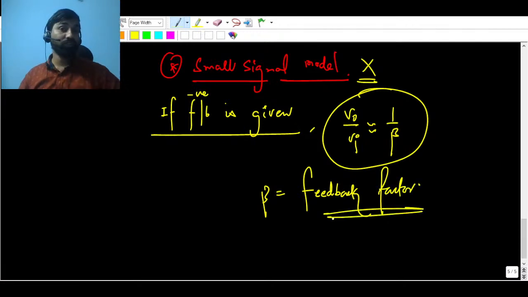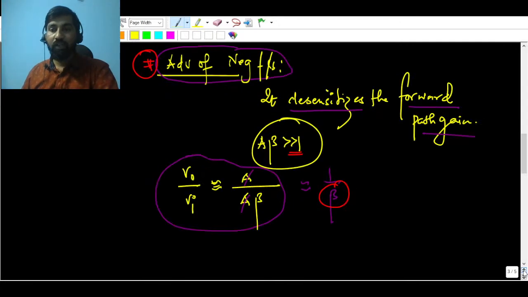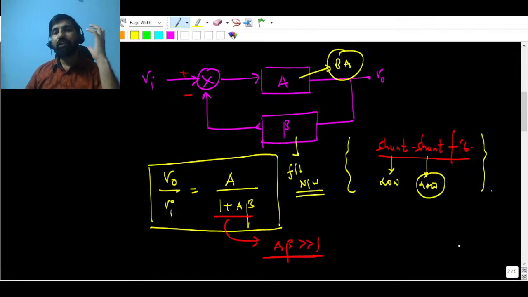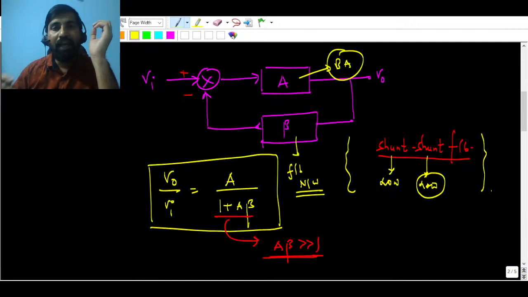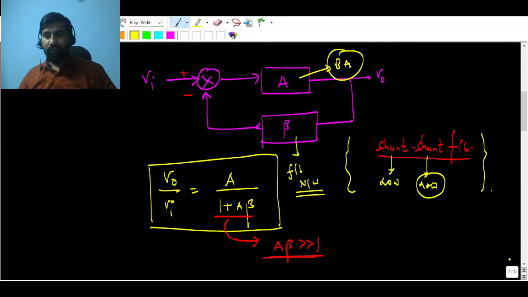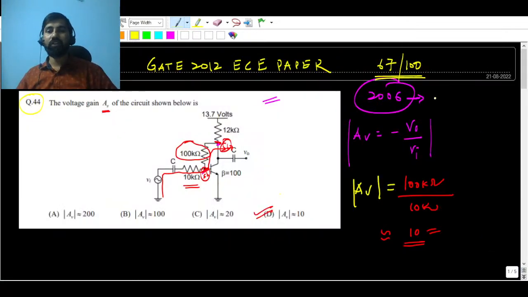I hope you might have liked this solution. This kind of solution you will not find anywhere. This is one of the very good solutions, and it is easy to get any kind of answer. You can also check the 2006 paper, where one question was asked in the GATE examination. There also you have to find the overall gain, and the answer there is 10.